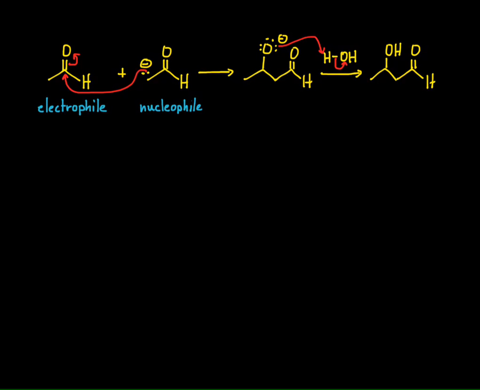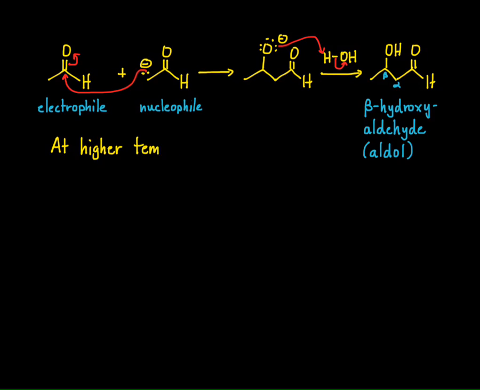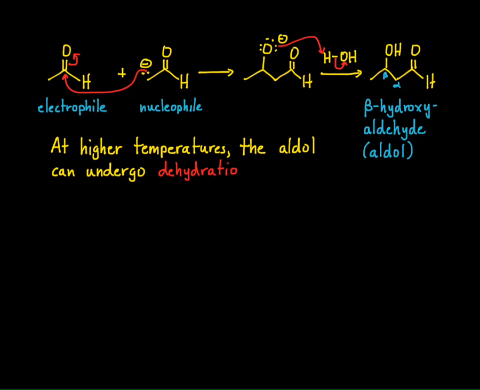So if we think about what this type of structure is, on the beta carbon we have a hydroxy group relative to the aldehyde. And so these are called beta hydroxyaldehydes. And oftentimes we abbreviate that as simply an aldol, right? It's an aldehyde and an alcohol combined, but it's a beta aldol, which is very important because what happens next is that at higher temperatures, elevated temperatures, and sometimes those temperatures can be room temperature.